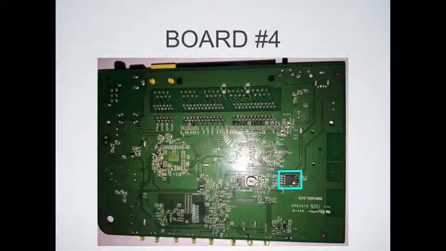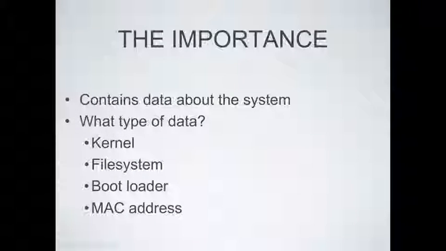So the number you can look up is MX25L6406EM2I, and it's a 64 megabit serial flash chip. So what's the importance? Why do we care about memory? And more specifically, why do we care about non-volatile memory? Well, it contains data about the system.